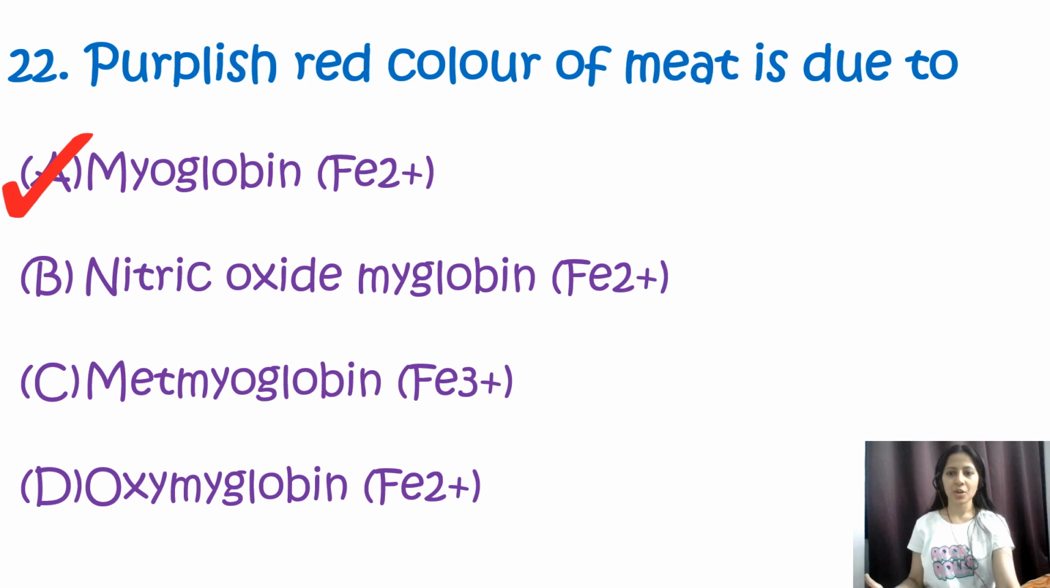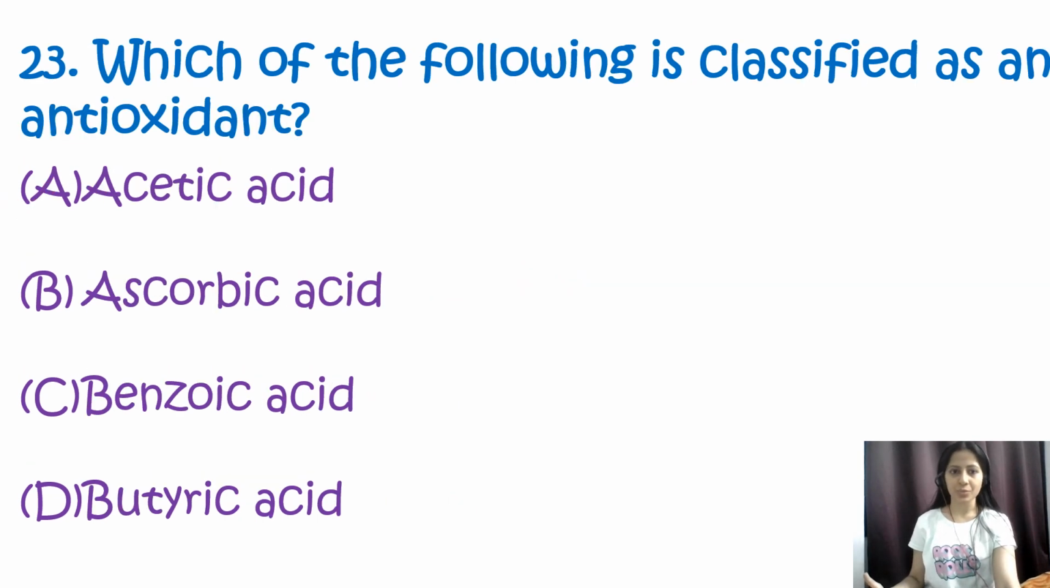Next, question number 23. Which of the following is classified as antioxidants? So options are acetic acid, ascorbic acid, benzoic acid, or butyric acid. Over here the correct option is B, that is ascorbic acid. We know ascorbic acid is an antioxidant.